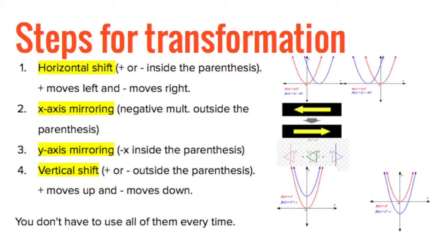The fourth and last step is that you need to check if there is any addition or subtraction outside the parentheses. If that is the case, this means that you have to do a vertical shift. Remember, if it is an addition, you have to move up, and if it is a subtraction, you have to move down. But remember guys, you don't have to use all of them every time. There will be some cases when you just have to use one, or you might use only two.